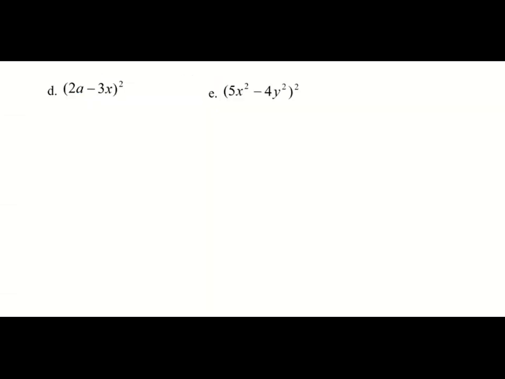All right, next we are going to look at a binomial, so two terms, that is squared. Now, when you see a problem like this, you need to solve it a certain way. For this problem, we are squaring not just each term on the inside, but we are squaring this whole expression. So they're squaring the whole thing. So remember, that 2 tells you how many times what's in the parentheses has to be written in the problem.